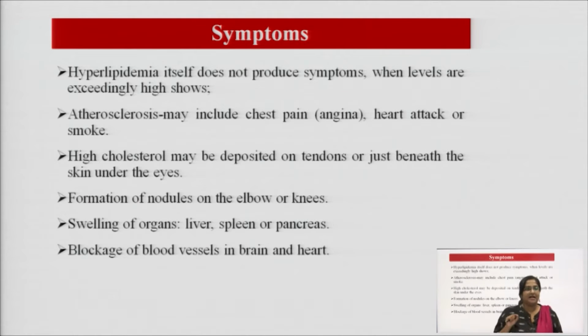Next, high cholesterol may be deposited on tendons or just beneath the skin under the eyes. You have seen people with puffy eyes. What is that puff? That is the deposition of cholesterol. That is the space where cholesterol or lipid gets deposited, affecting the tendons just beneath the skin. Then the formation of nodules. You have seen patients with certain nodules on their elbows, that means on the joints. What are those nodules?